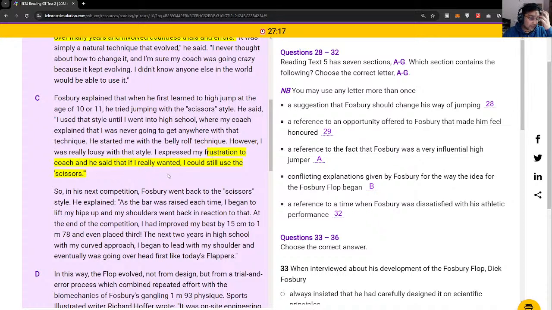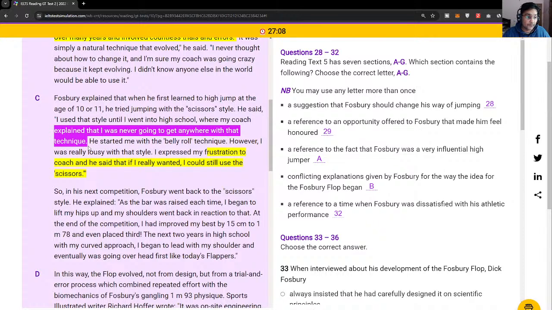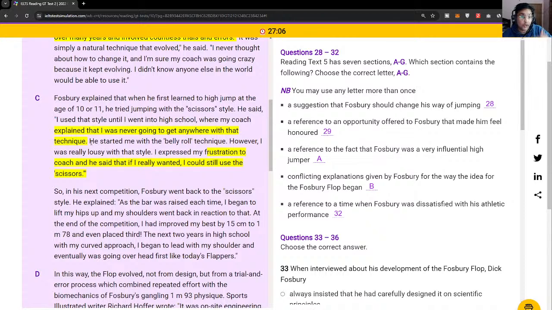Highlighted that if I really wanted, I could still use the scissors. My coach explained that I was never going to get anywhere with that technique. The coach told him that you need to change your way of jumping. So this could be a suggestion.